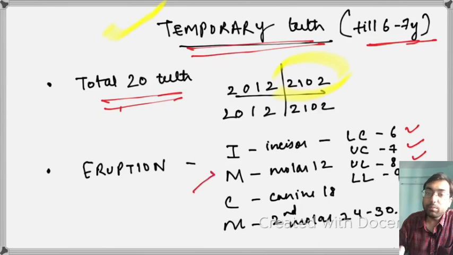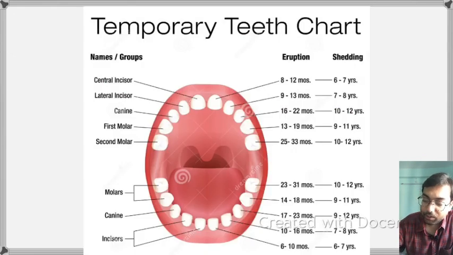Then the first molar will erupt at 12 months, and then the canine will erupt at 18 months, and then the second molar will erupt at 2 years or 2.5 years. This is a very good photo, and by it you can see that this is the central incisor, this is the lateral incisor, this is the canine, this is the first molar, and this is the second molar.